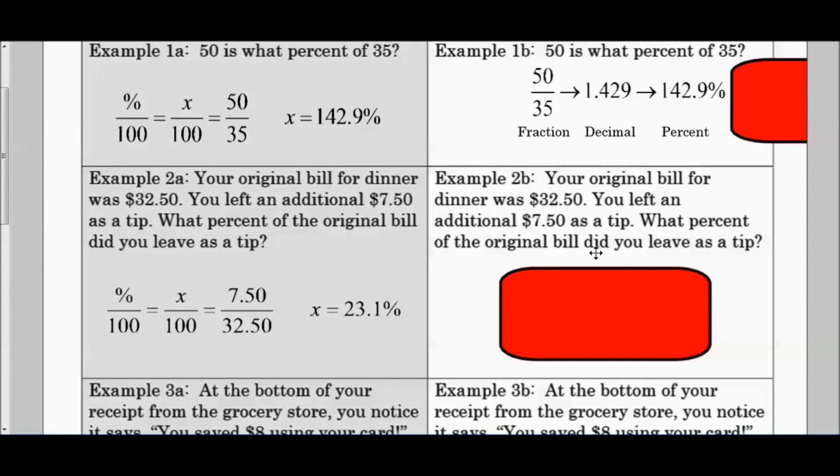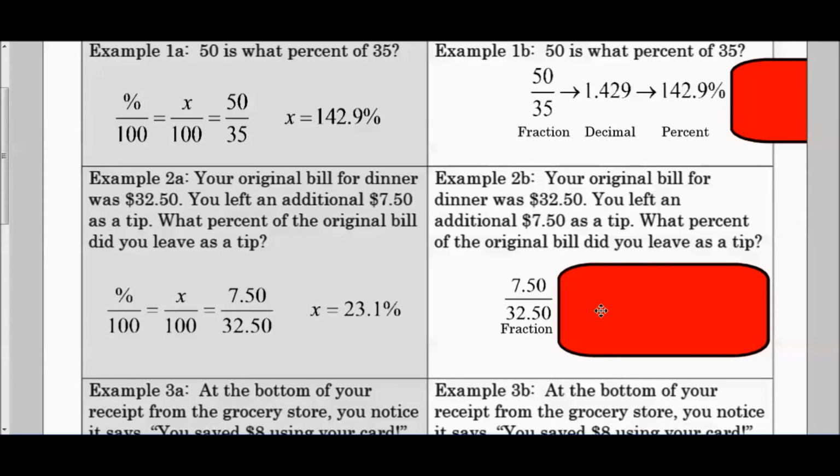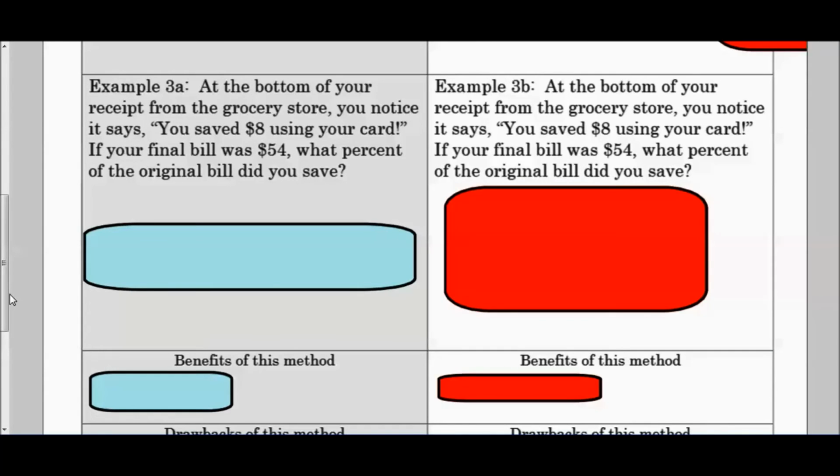Example 2B is the same problem. What percent of the original bill did you leave as a tip? So again, we're looking for a percent. We're going to change this into a decimal somehow. We want to figure out how much of this original bill is the tip. So out of this total, how much is this? So it's 7.5 over 32.5 as a fraction. That turned into a decimal is 0.231. And we move the decimal place back 2 places. That's 23.1% again.